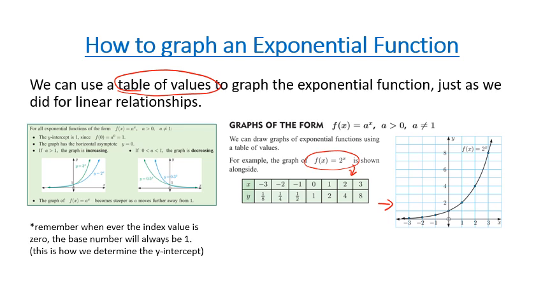And here obviously we have our y-intercept where x equals 0, and it's important to remember that anytime you have an index value of 0, so for example if we have y equals 2 to the power of x and x equals 0, we get y equals 2 to the power of 0. Anything to the power of 0 is always 1. So that's how we determine the y-intercept.